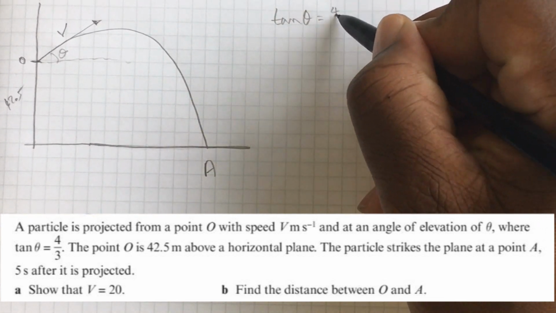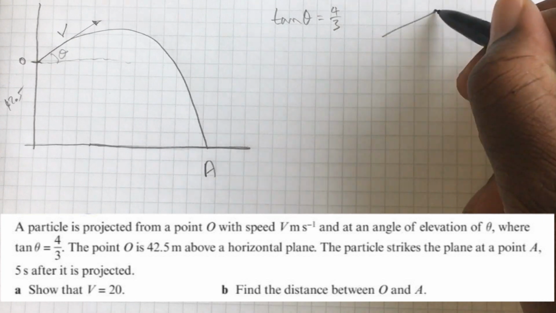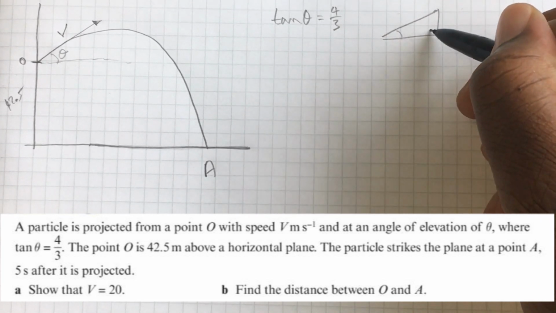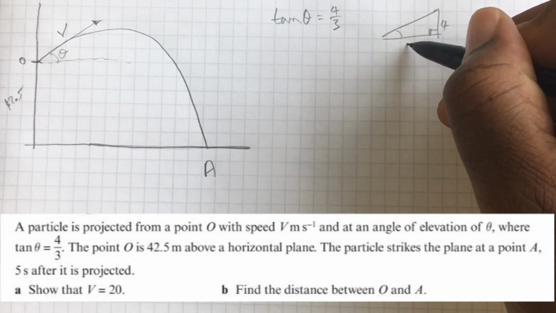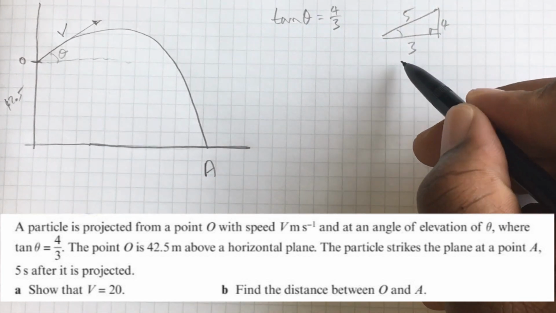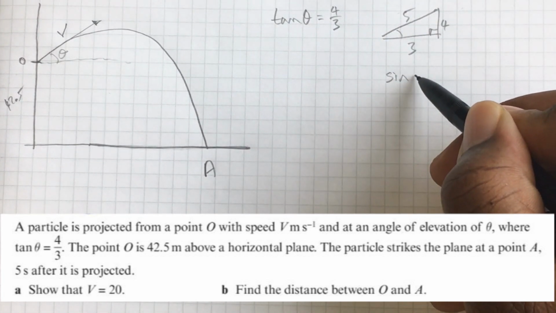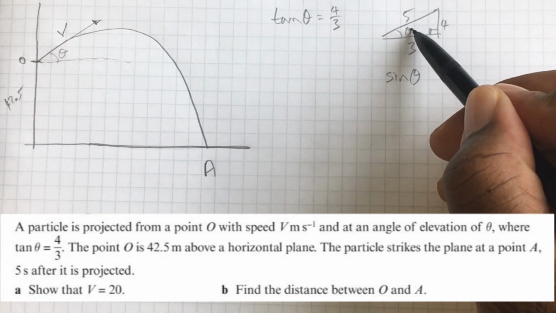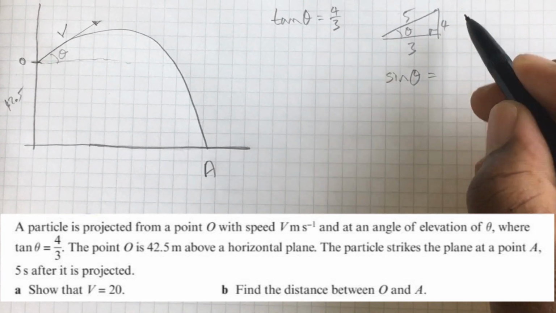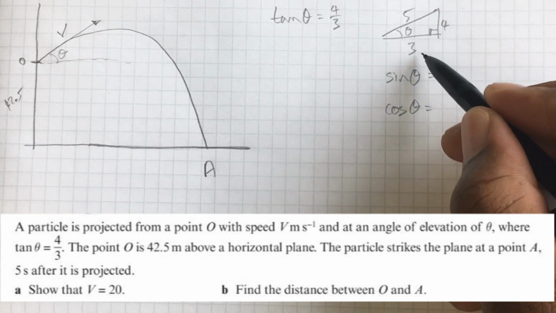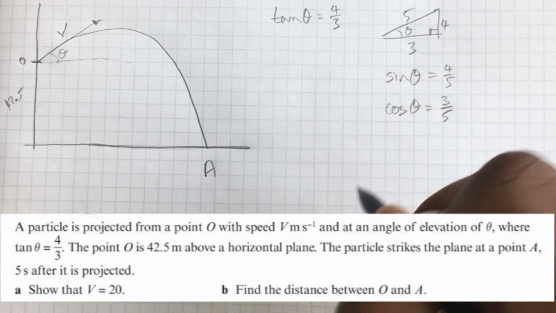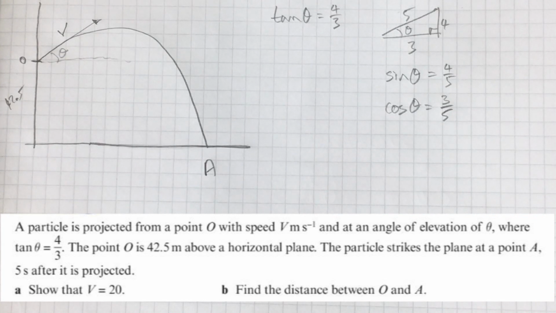The question told me something about that angle. It told me tan theta is 4 over 3. So if I use that to set up a right angle triangle, the opposite being 4, adjacent being 3, and Pythagoras lets me know that the hypotenuse will be 5. I can go ahead and generate expressions for sine theta, 4/5, and cosine theta, 3/5. Now these fractions I'm going to use in my calculations.